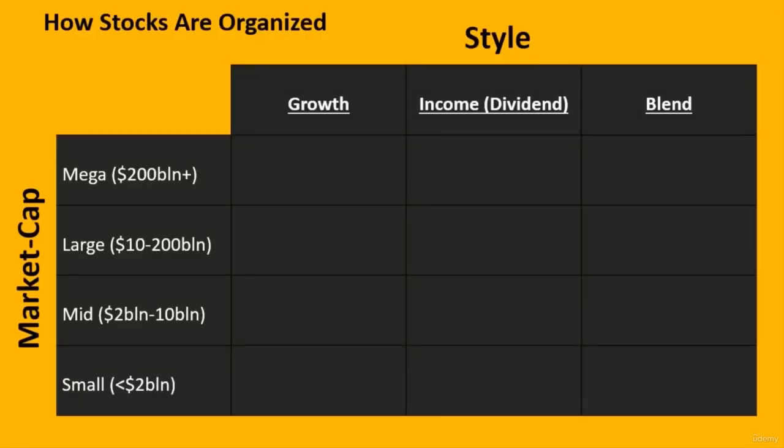Okay, so if we go back to our handy dandy chart, we can see that we can organize stocks by how big they are, the market cap, and the style, right? Growth or income, with income and dividend used interchangeably, or if it's in that in-between spot, between growth and income, a blend, for example. And each one of these squares can be filled with different stocks. So you could have large cap stocks that are also growth stocks. You could have small cap stocks that are blends. You could have mid cap stocks that are income, so you can find stocks in every category.